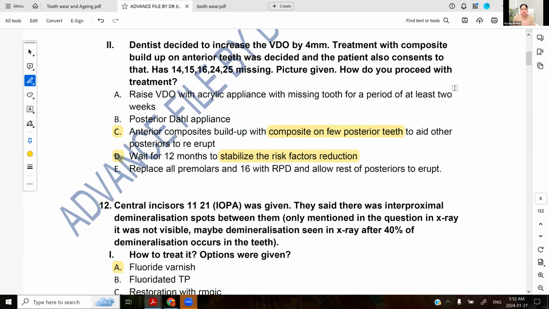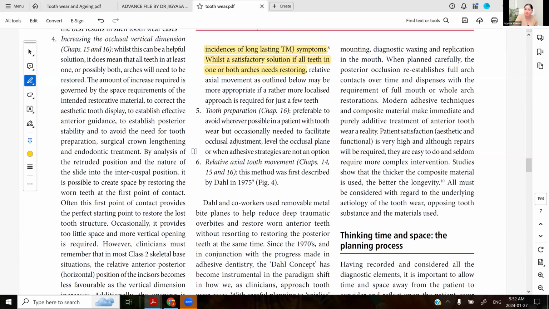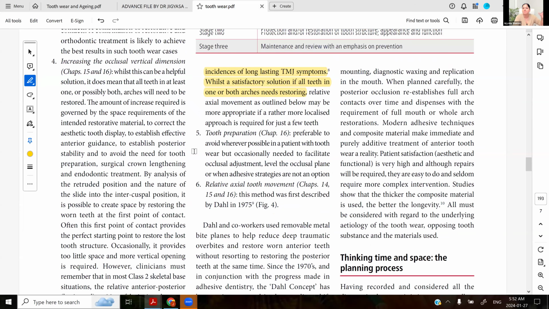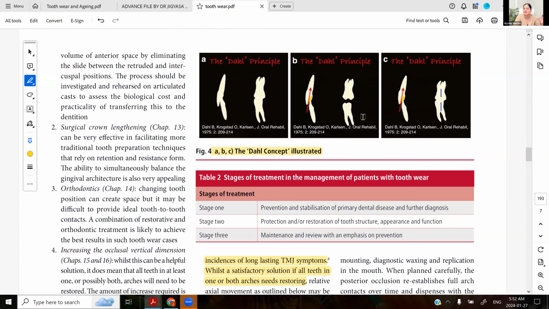That's why A is incorrect. The catch is in the 2 weeks. That makes it standing incorrect. Posterior Dahl's appliance: we want to supra-erupt posteriorly, so we are actually giving the Dahl appliance anteriorly. We will give the composite anterior bite plane anteriorly to separate the posteriors, and then the supra-eruption happens. That's the Dahl's concept.